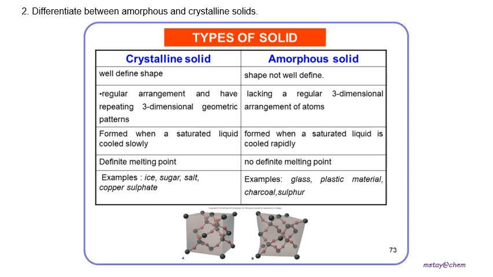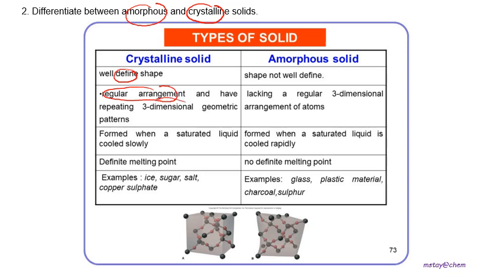Question number 2, we are going to differentiate between the amorphous and the crystalline solid. Basically, both of these two types of solid have opposite characteristics, so you can either remember crystalline or amorphous solid. For the crystalline solid, they have a fixed shape and a regular arrangement.